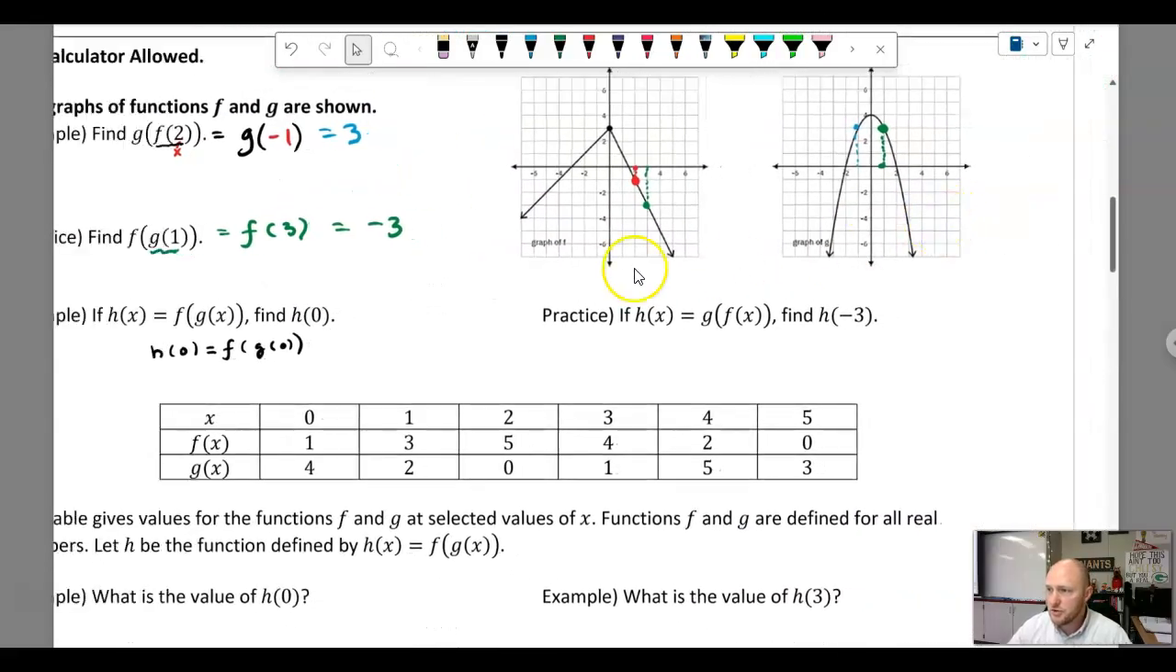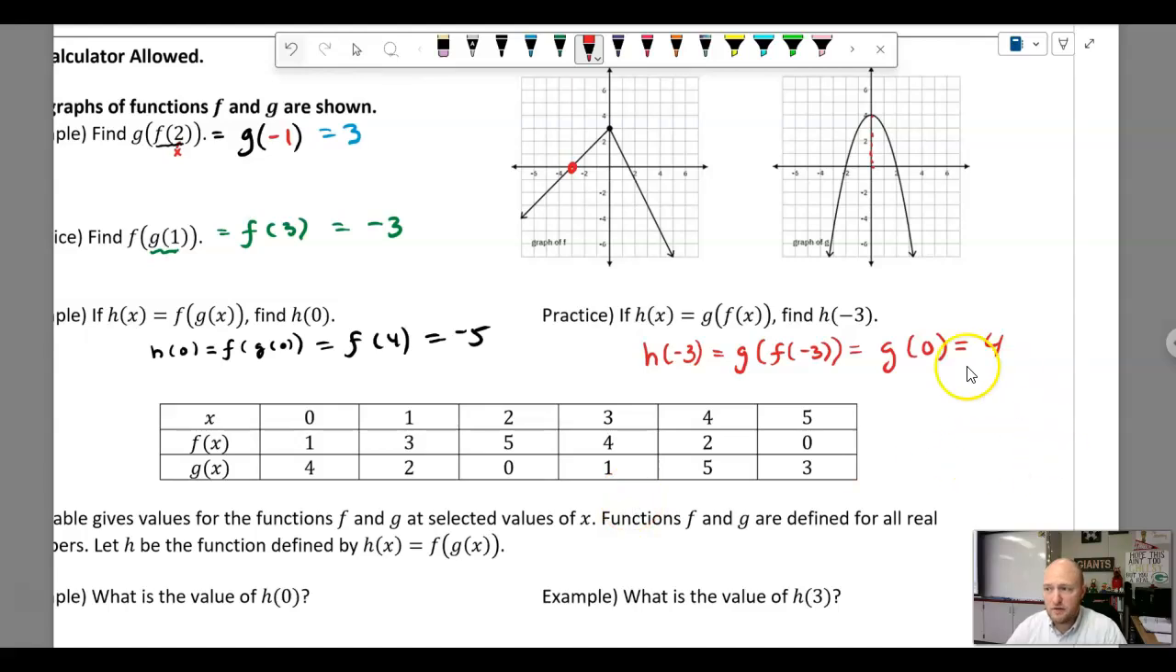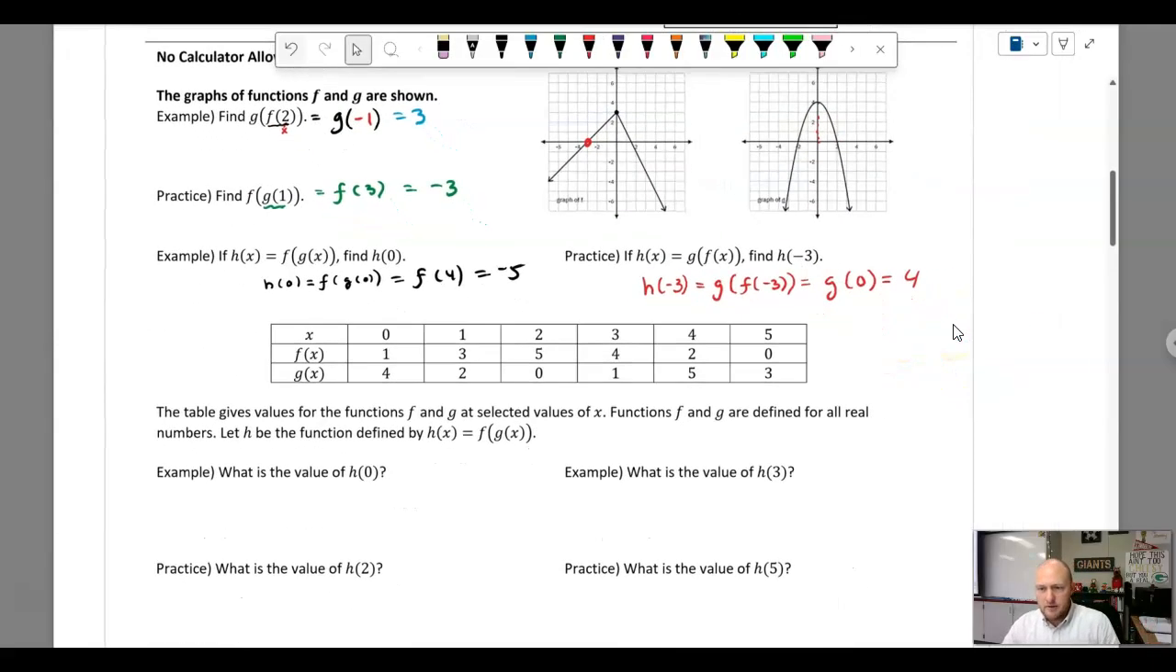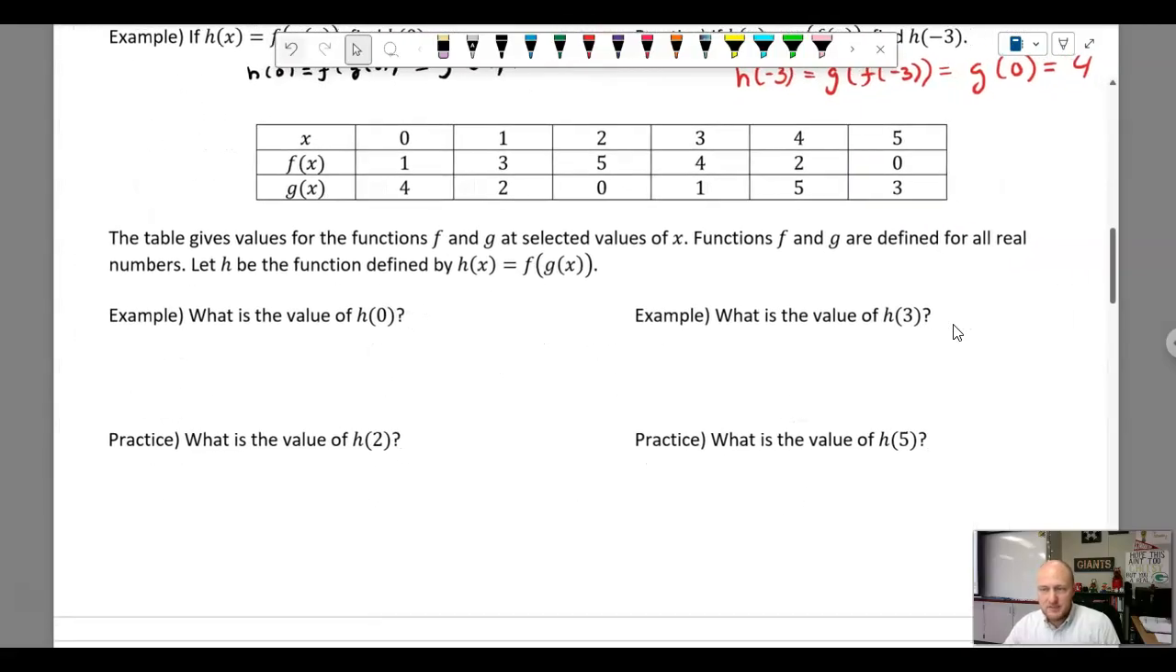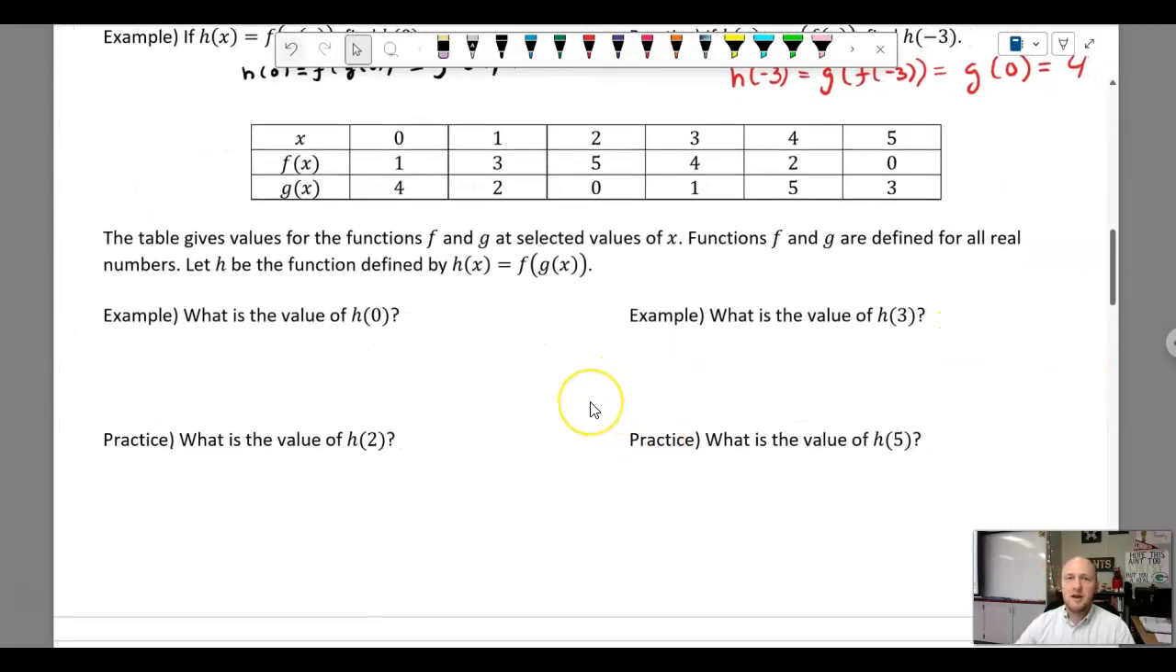So let's go to g. Let's find 0. Looks like it's 4. If I go up, I get 4. So f of 4, and 4 for f is going to be negative 5. Not too hard. Try this practice problem. Please pause me, and then I'll go over the answer here. Okay, hopefully you got 4. If you plug negative 3 into f, you get 0, and then g of 0 is 4. That's it.